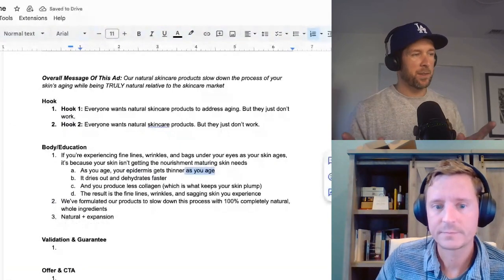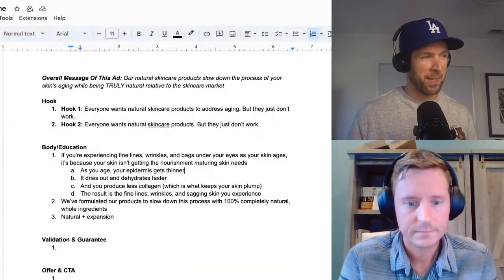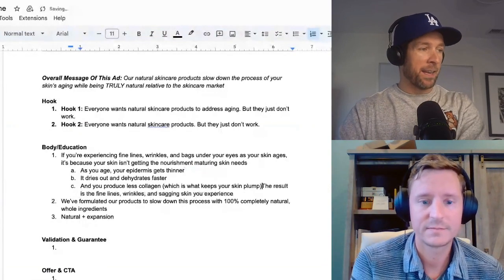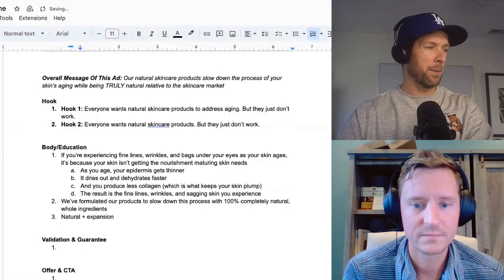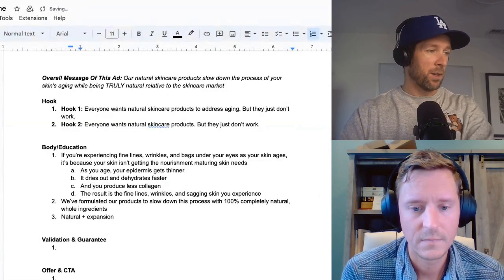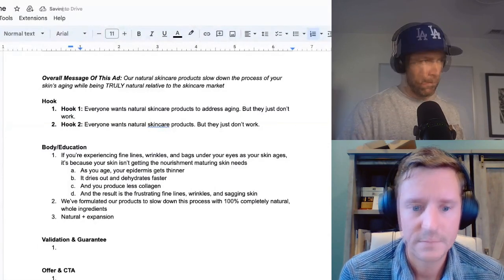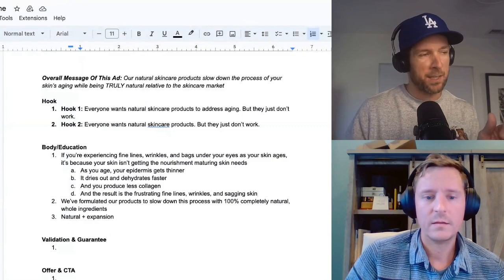So what if we say this? It isn't getting the nourishment maturing skin needs. As you age, your epidermis gets thinner, it dries out and dehydrates faster, and the fine lines, wrinkles, and we can get rid of the collagen part, and let's keep it. You produce less collagen, and the result is the frustrating fine lines, wrinkles, and sagging skin. There you go. Okay. So that's still a lot. That still agitates the problem a little bit more than you're suggesting, but I actually like that.